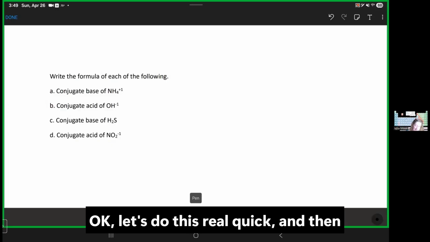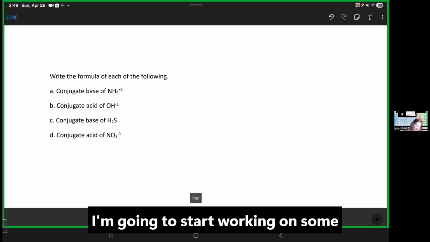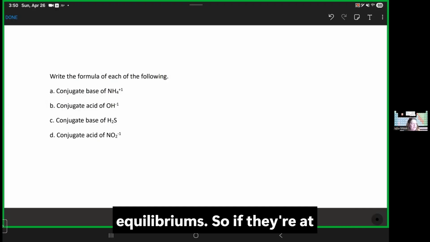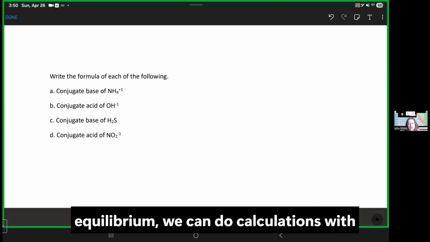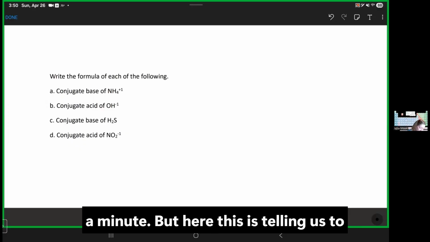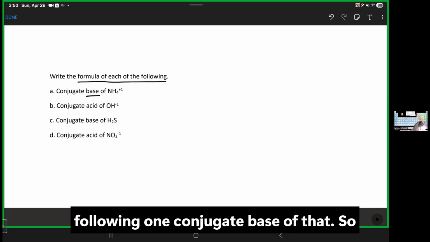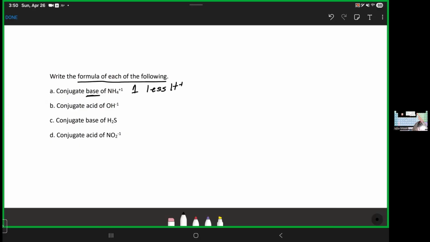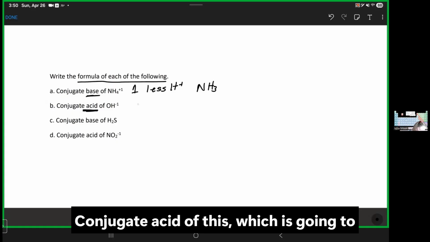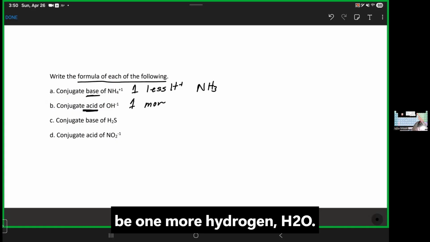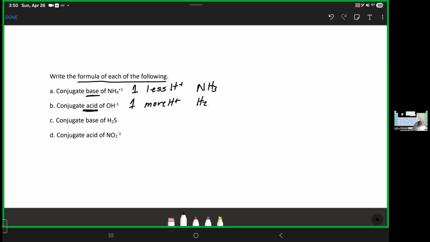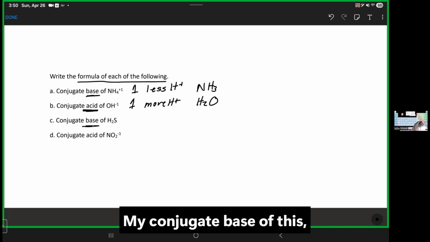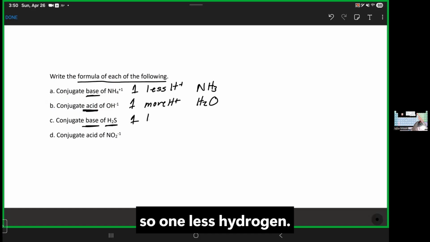Okay, let's do this real quick, and then I'm going to start working on some calculations, right? Because these are equilibriums. So if they're at equilibrium, we can do calculations with them. Okay, so I'll do some calculations in a minute. But here, this is telling us to write the formula of each of the following, one conjugate base of that. So it's going to be one less hydrogen. So NH3. Conjugate acid of this, which is going to be one more hydrogen. H2O. My conjugate base of this, so one less hydrogen.